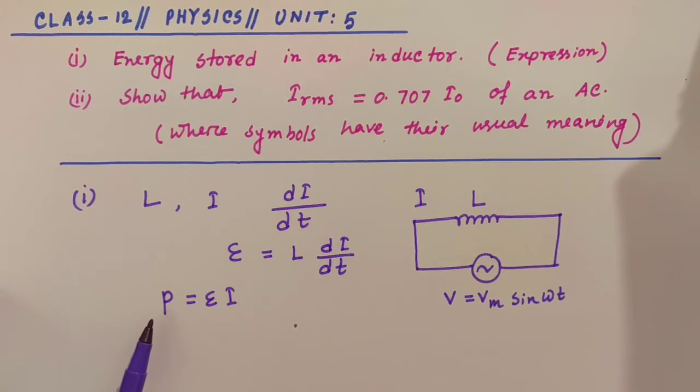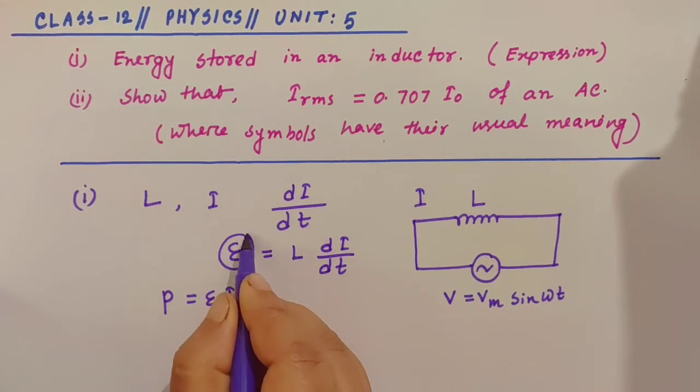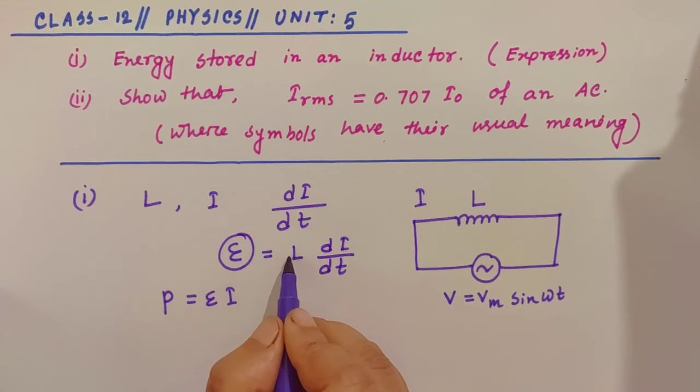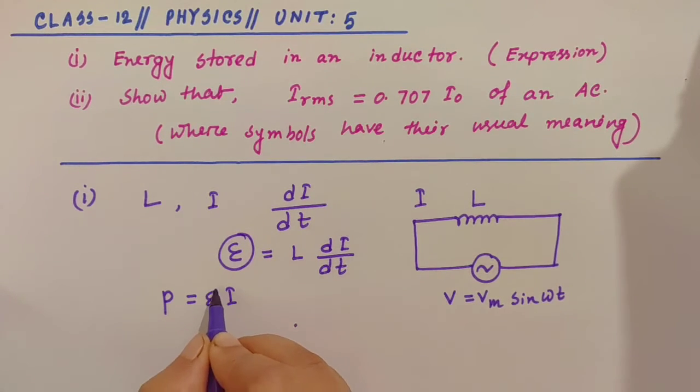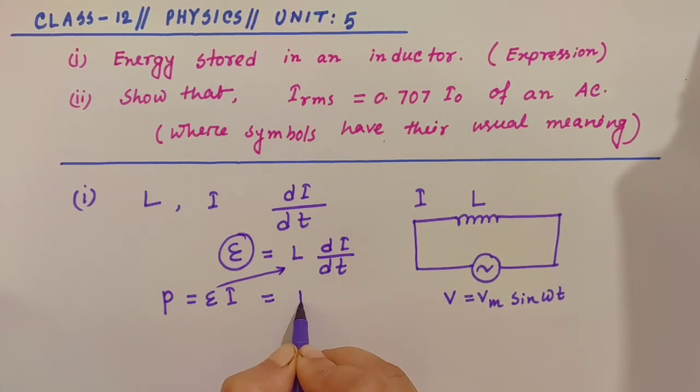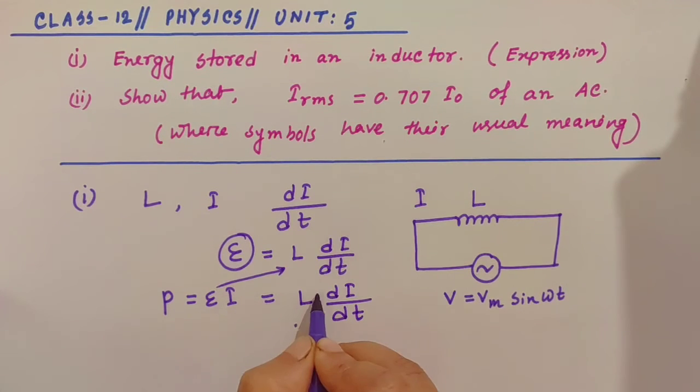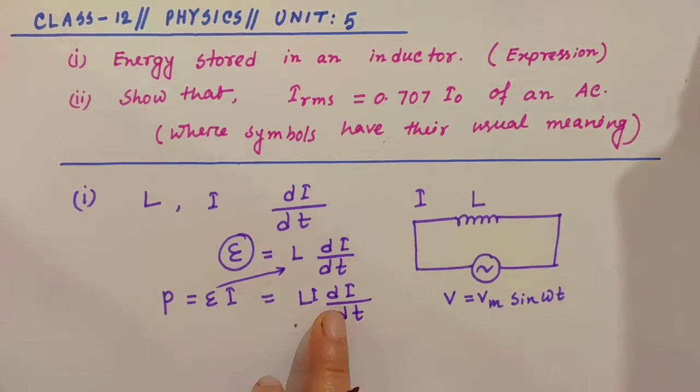So what is P? P is the power, the external power supplied by the source to the inductor in maintaining the current I against the induced EMF E. So P is equal to E into I. Now what is the value of E? We can put E equal to L di/dt. So in place of E we put L di/dt, and we have one I here. So we can write P equal to L I di/dt.